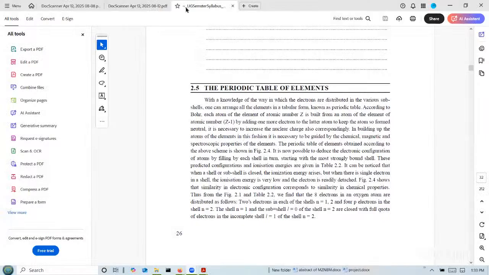Today we will see unit 2, the periodic table of the elements, as we discussed in the last class. As per Pauli's exclusion principle, first we will see how the electrons are filled.